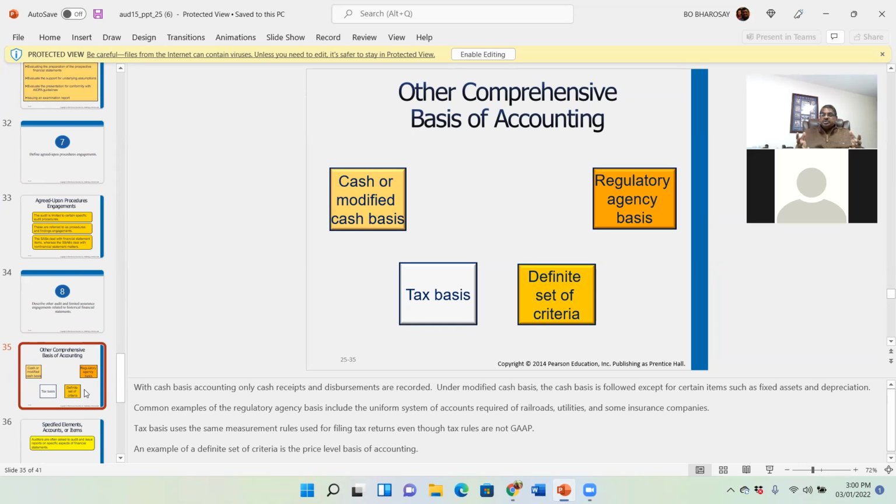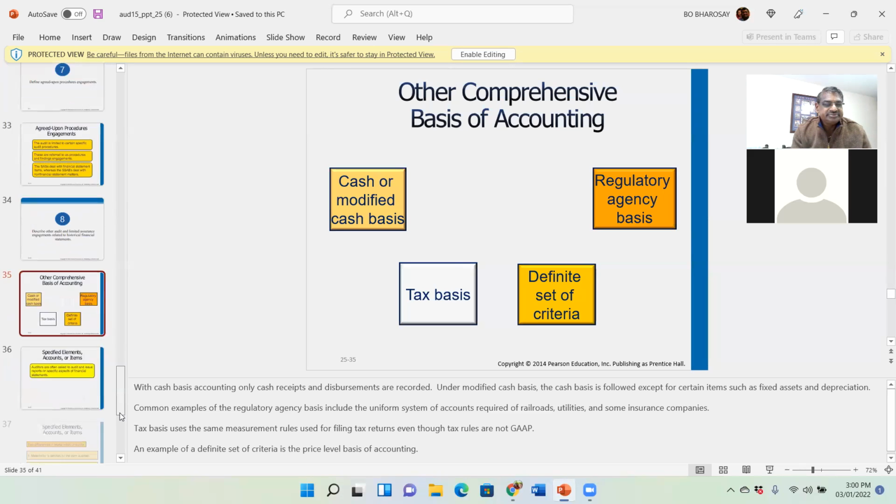You have the mortgage broker, financial statements required by HUD. You have the rental apartment financial statements required by HUD. You have the broker-dealer financial statements that are required by the SEC, and they have a little different basis of accounting than traditional GAAP. And then there may be financial statements that have to be prepared by a defined set of criteria other than GAAP. For whatever basis we are preparing these financial statements, we must disclose those bases.